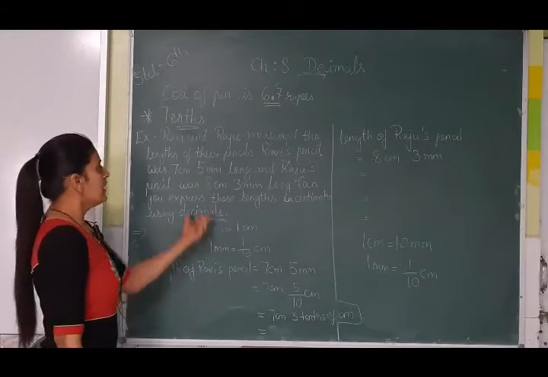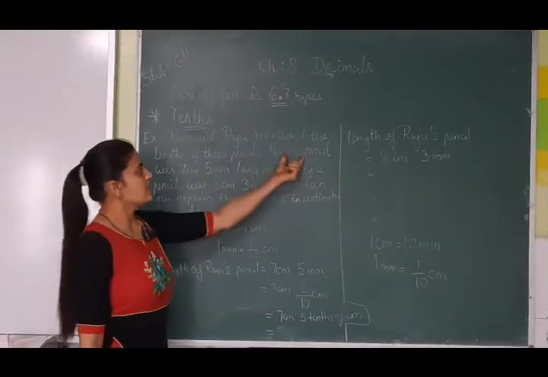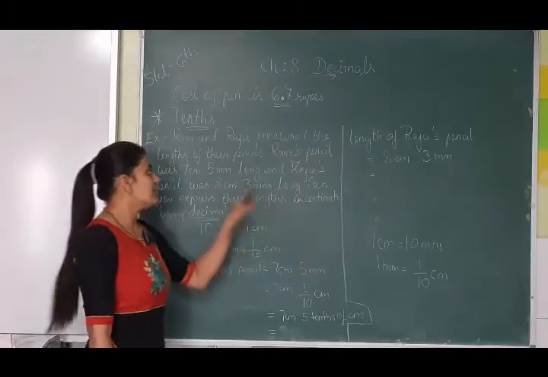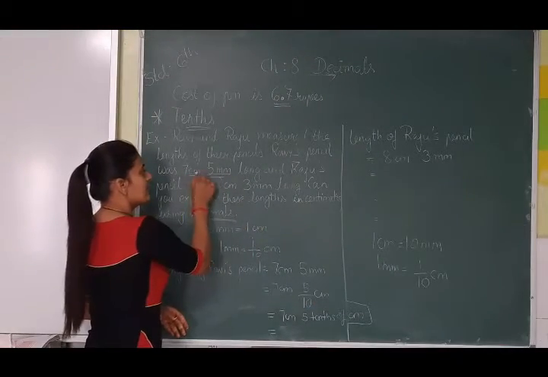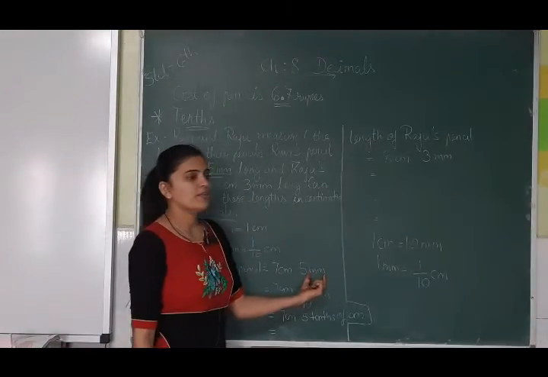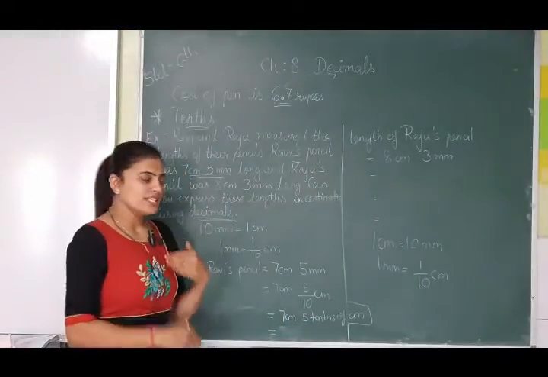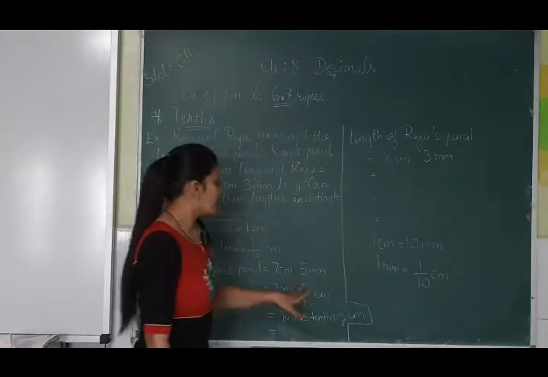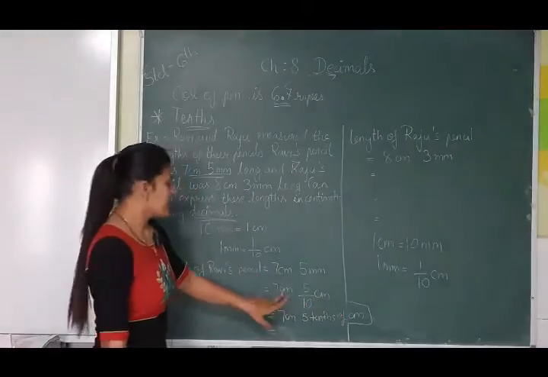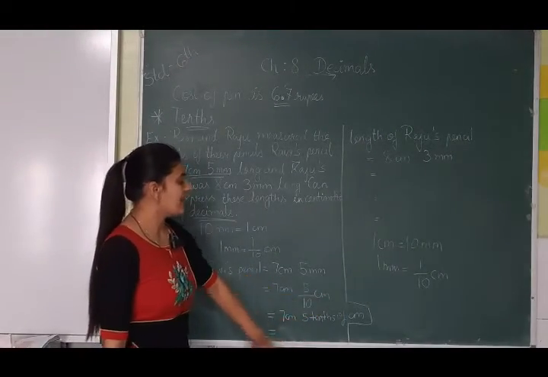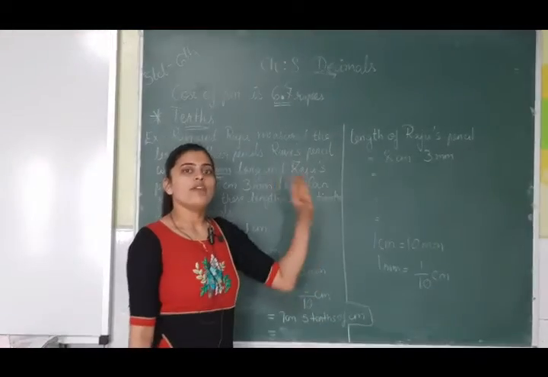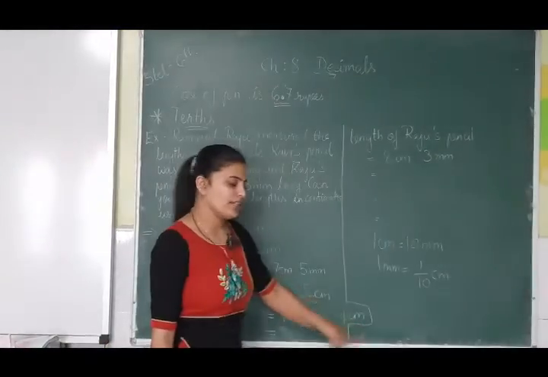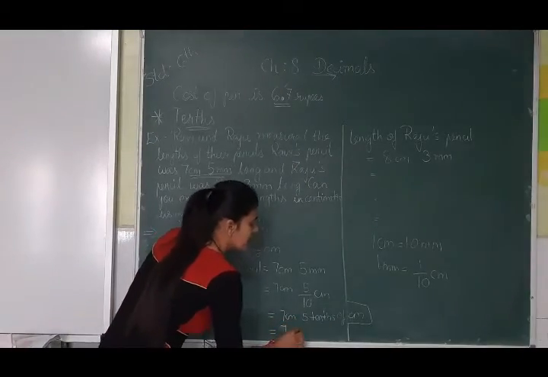Now first we will write the decimal form for Ravi's pencil's length. The length of Ravi's pencil is equal to 7 cm and 5 mm, as given in the example. Now this millimeter we will convert into centimeter. For converting into centimeter we have to divide by 10. So 5 divided by 10 centimeter, and 7 centimeter as it is. Now 5 by 10 means out of 10 parts, 5 parts of a centimeter. So 5 tenths of a centimeter. So at last we can write 7 point.